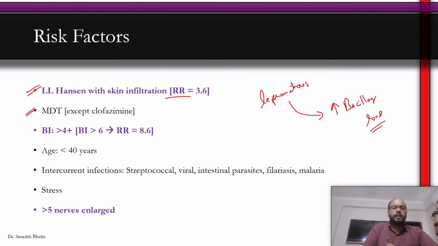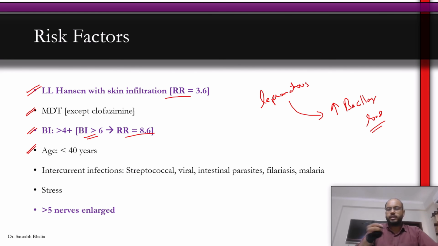Now, BI more than 4 plus. So a bacteriological index of more than 4 plus is an independent risk factor to develop ENL. In fact, a BI of more than 6 has a relative risk of 8.6. That means if a patient has a BI of more than 6, the chance of developing ENL is 8.6 times that of a patient who has less than 6. So if your BI is 6 or more, you have 8.6 times the chance of developing ENL.